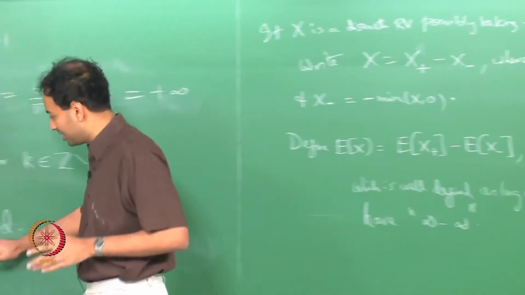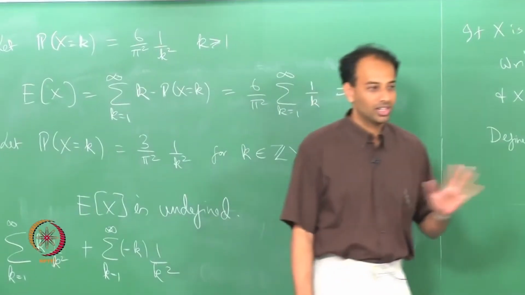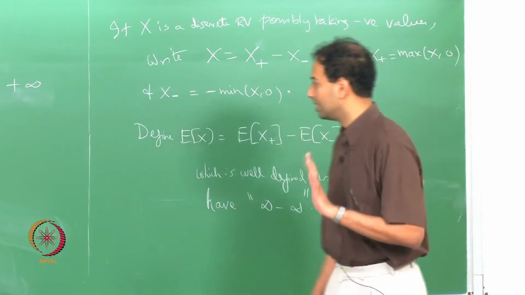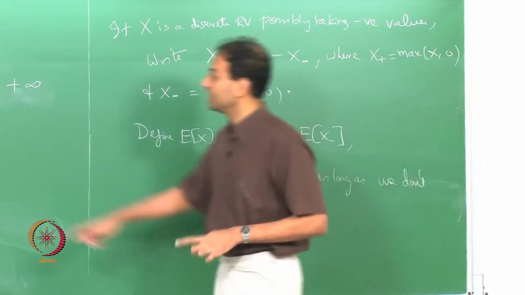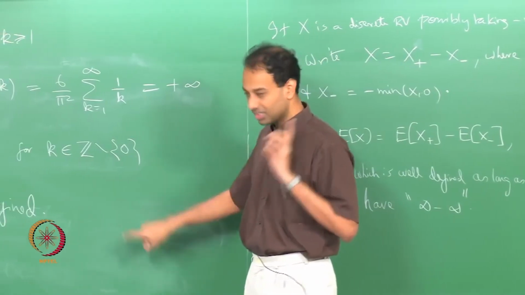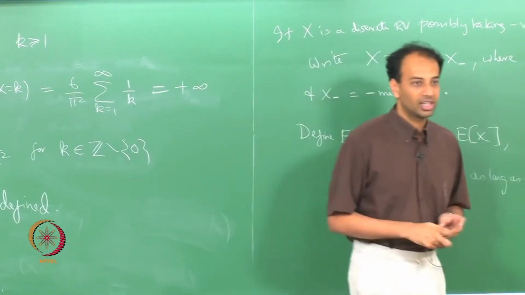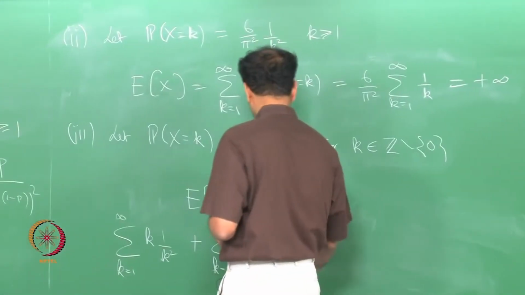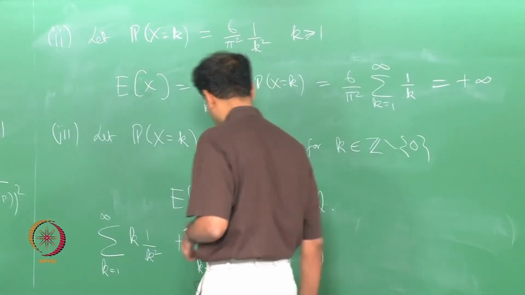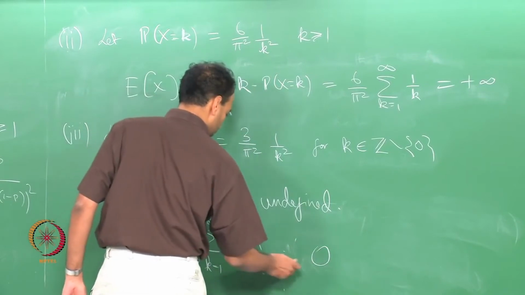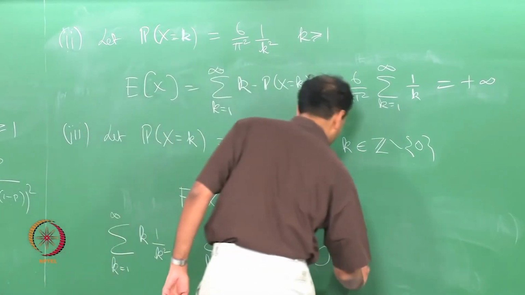So, here the expectation is undefined, okay. It is not 0; I want to make that clear. This is a different example from the earlier one. There the mean is infinity, the expectation of X is plus infinity; here it is undefined, okay. They are different cases. So, this is not 0. You should not say this is 0, okay; that is wrong.